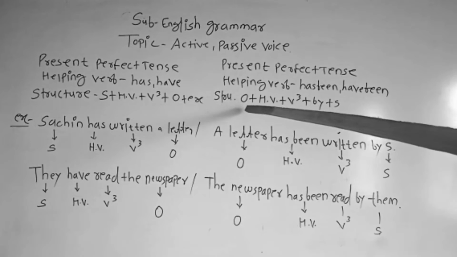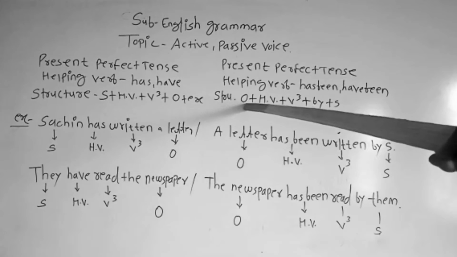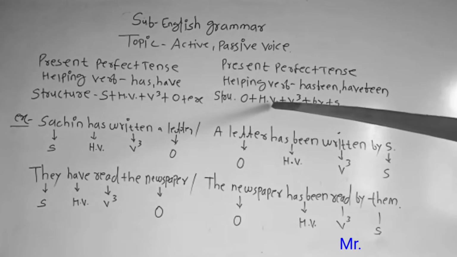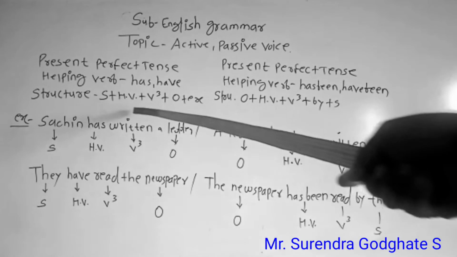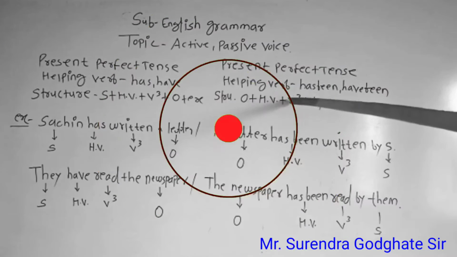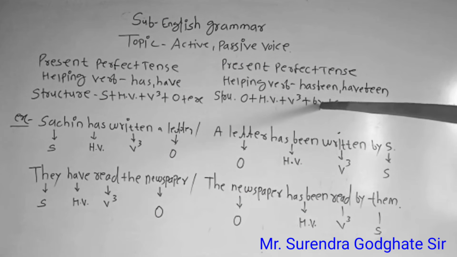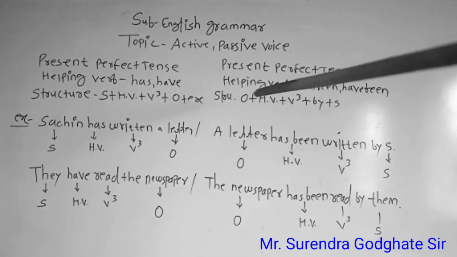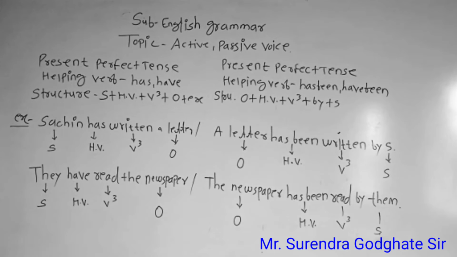The structure is a little bit different. In the active voice we take first the subject, then the helping verb. In the passive voice we take first the object, then the helping verb, both according to singular and plural. Then v3, in each and every active and passive voice we have to apply only v3, then by, then subject. So students, according to this structure, we have written two sentences.